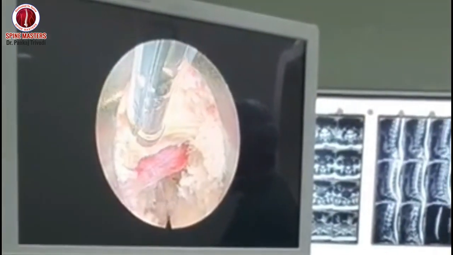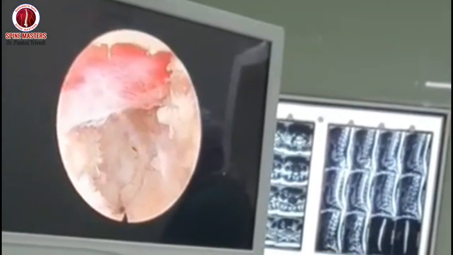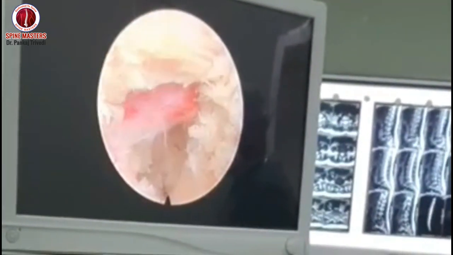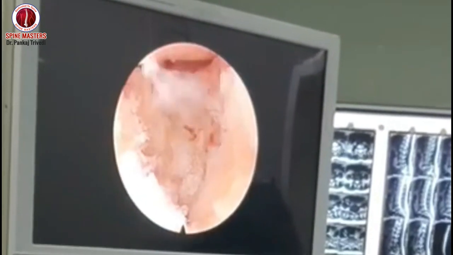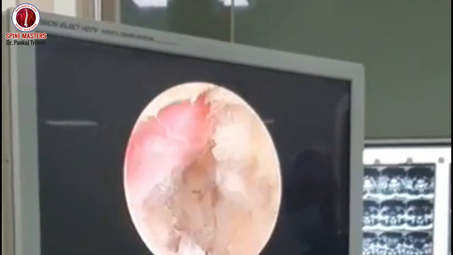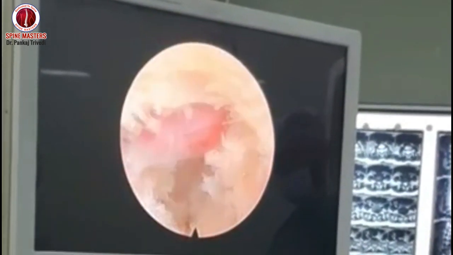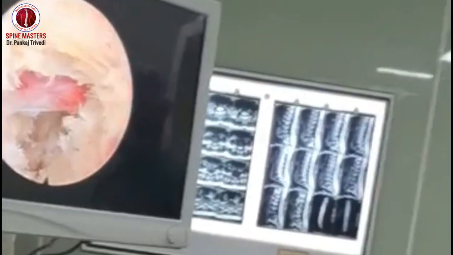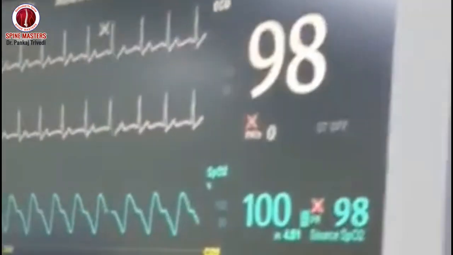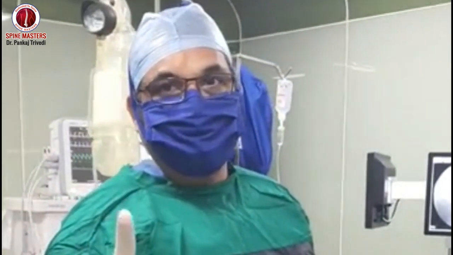The beauty is, for around 1 year she's had the problem. Can you see now? This is the root, nicely pulsating. Around 2 or 3 o'clock, you can see there's a small rent. And from here the disc was migrated downside. It is a very, very big fragment. So this was the L5S1 disc collapse, left side downward migrated.